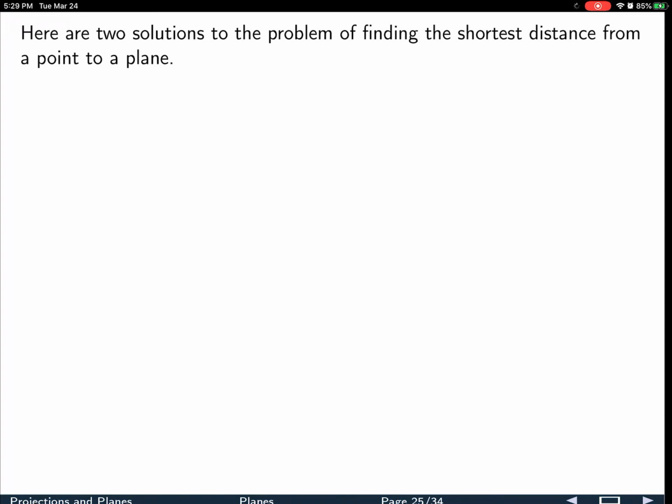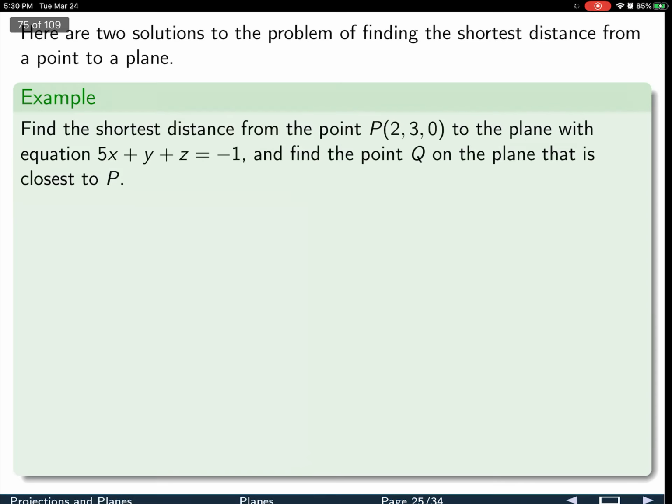All right. This sentence is a lie. There are not two solutions to this problem. There's two different solutions to a problem later on. Maybe. I think. But I remember doing this problem, and there were not two solutions. We're going to find the shortest distance from a point to a plane, and then find the point Q that is closest to our given point P.